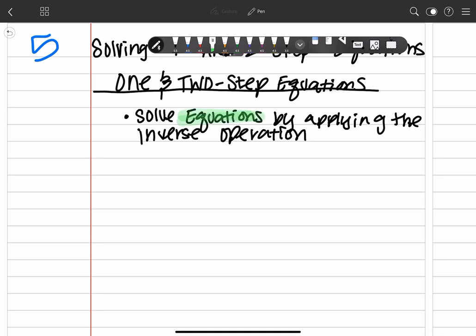Solve equations. I want you to remember that. That's equations, not expressions like we were working with in the last section. The expressions don't have an equal sign, while equations, well, it starts off literally like the word equal. And you're going to be applying the inverse operation. Inverse, don't forget, means the opposite. Sometimes I'll also say, hey, we're going to undo this operation.